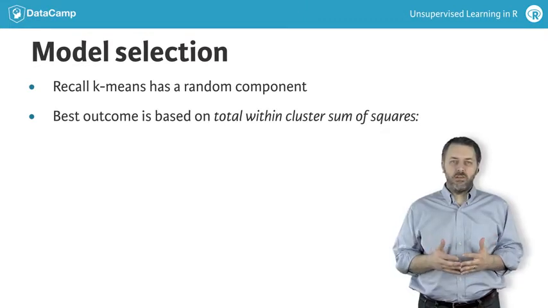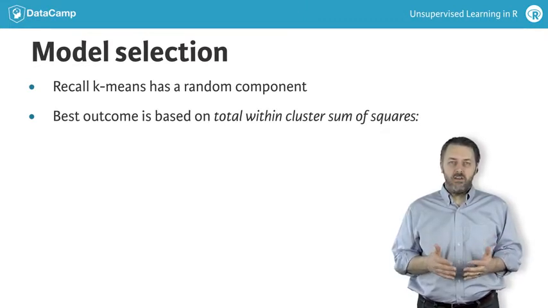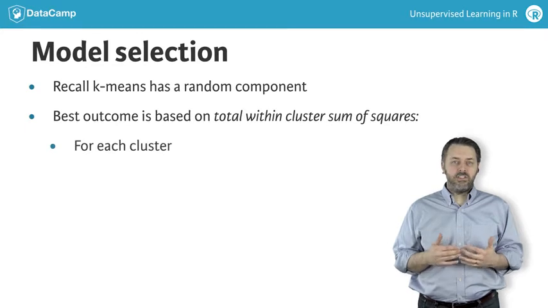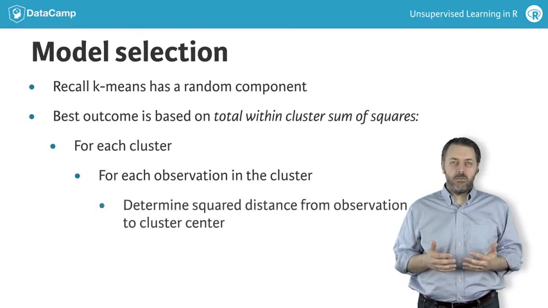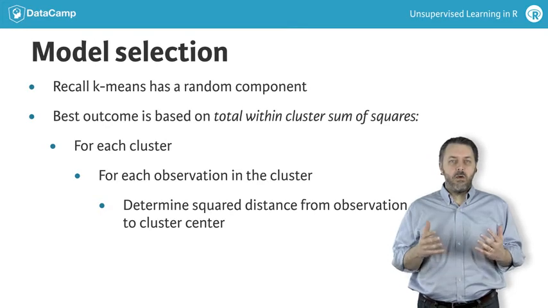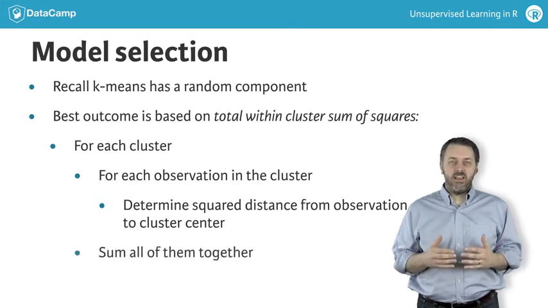Total within cluster sum of squares is easy to calculate. For each cluster in the model and for each observation assigned to that cluster, calculate the squared distance from the observation to the cluster center. This is just the squared Euclidean distance from plane geometry class. Sum all of the squared distances calculated, and that is the total within cluster sum of squares.